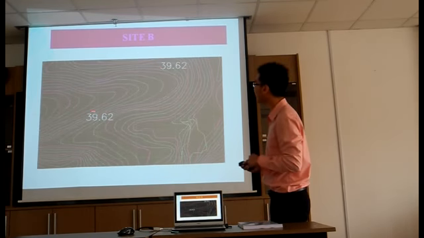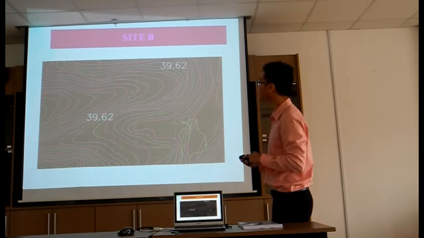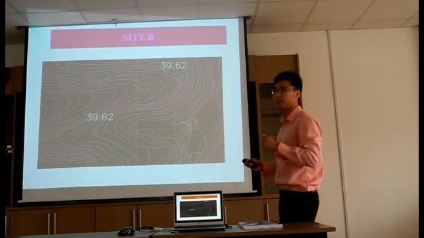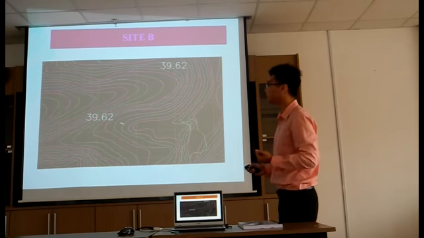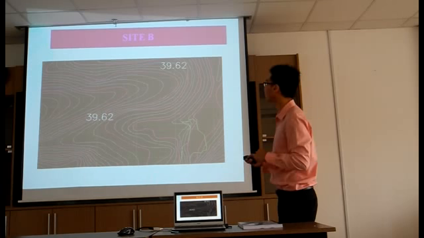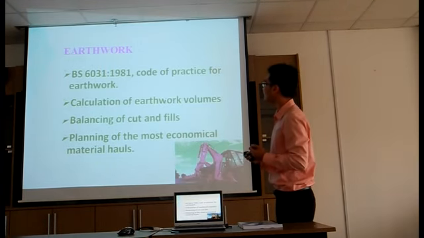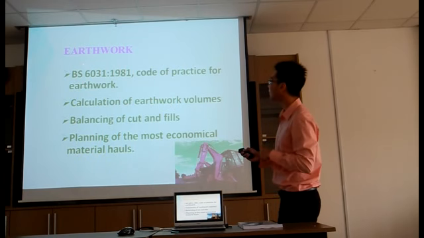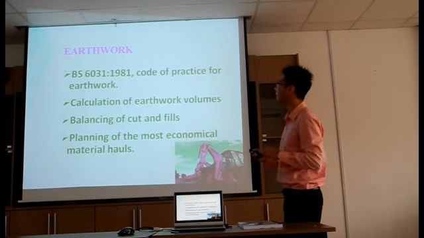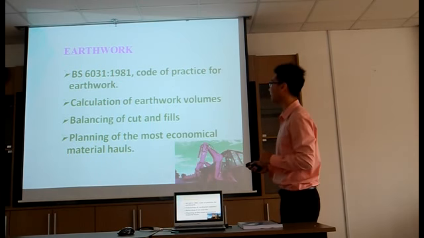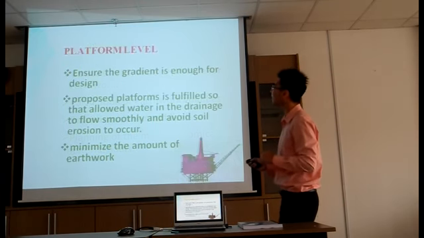Here it is a bit higher, about 39, and the road is also around 50. So this is a better side, because of the same parameters: balance of cut and fill, accessibility and sustainability. And we'll talk about sustainability later. Okay, for earthwork, we proceed to earthwork. There are many codes, so we use BS 6031, the code of practice for earthworks, to calculate the earthwork and the balancing of cut and fill.